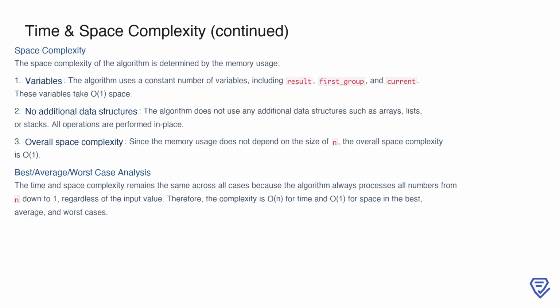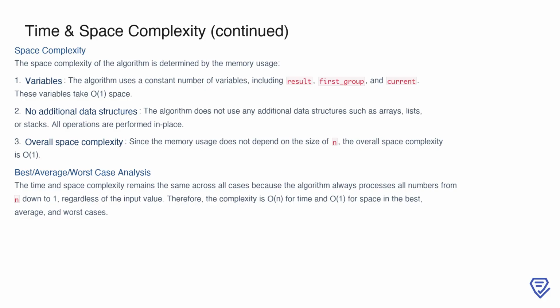Now let's consider the space complexity of the solution. The algorithm uses a fixed number of variables, such as result, first_group, and current, to keep track of intermediate values. These variables require a constant amount of memory, which means their space usage is O(1). Additionally, the algorithm does not rely on any external data structures like arrays, stacks, or lists. All operations are performed directly on the variables, ensuring no additional memory is allocated based on the input size. Because the memory usage is invariant of the size of n, the overall space complexity is constant, or O(1).